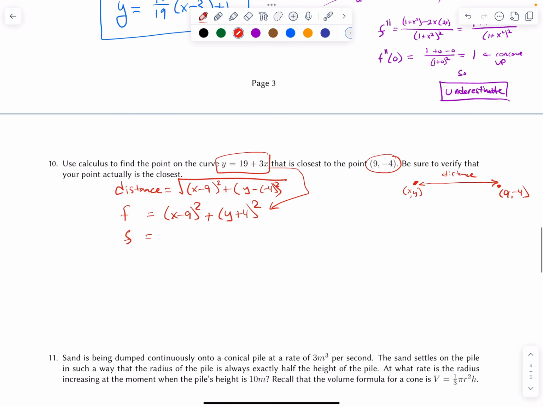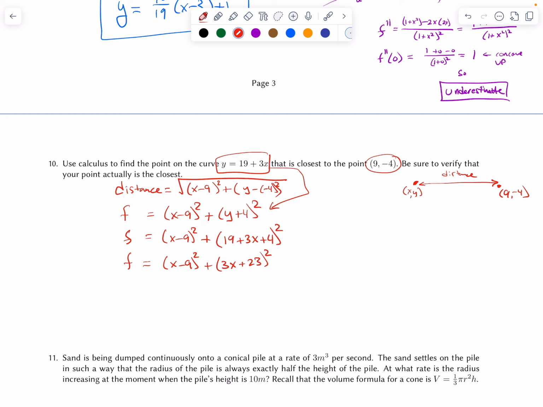And so I'm going to minimize this: (x minus 9) squared plus (19 plus 3x plus 4) squared. And instead of squaring these and dealing with a bunch of nasty algebra, I'm actually going to just do the derivative using the chain rule. And that's going to make life a heck of a lot easier. So let me just simplify this slightly. 23, I believe it is.